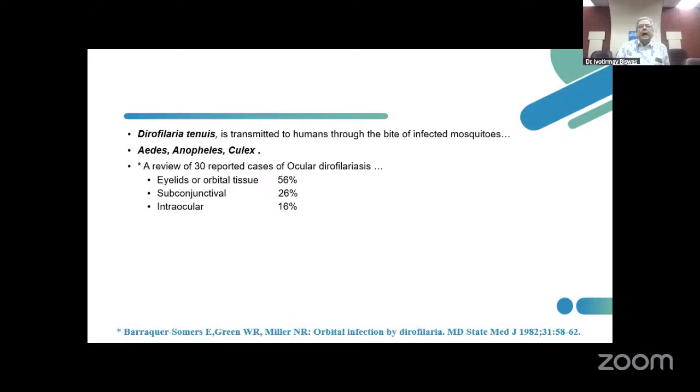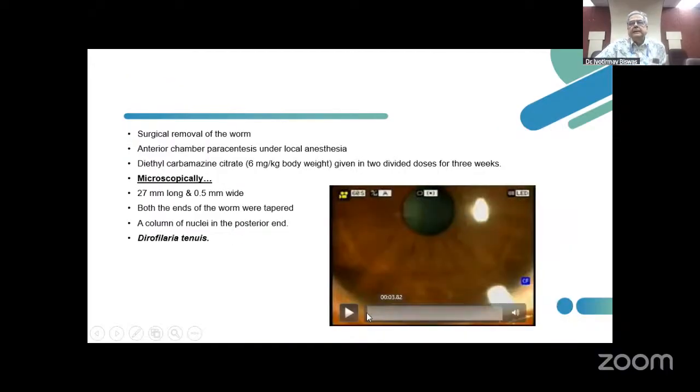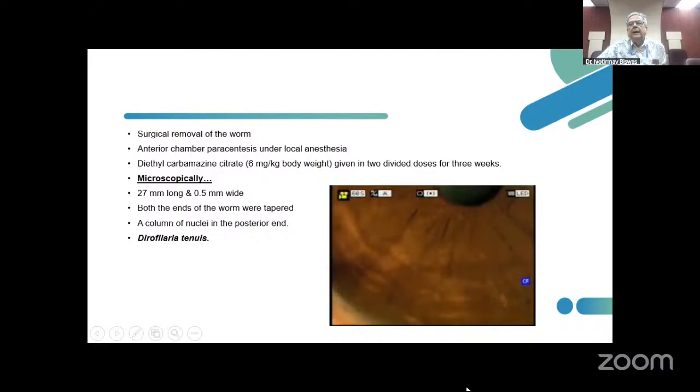They can involve the eyelid and orbit, which is the commonest, and subconjunctival in 26%. Intraocular involvement can also occur. This is one of the cases of intraocular Dirofilaria which you have described. You can see the Dirofilaria worm over here, and they produce multiple chorioretinal atrophic patches. So when you see multiple chorioretinal atrophic patches, think of Dirofilaria in our country. And this is one of the videos of a Dirofilaria dancing. Very fast.